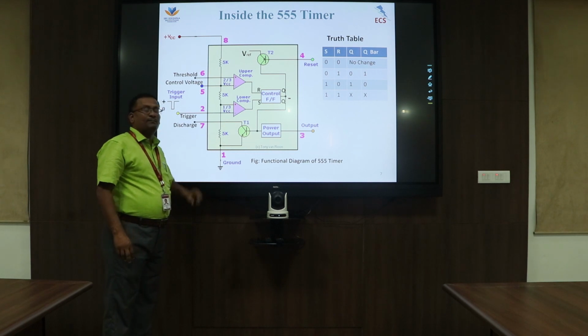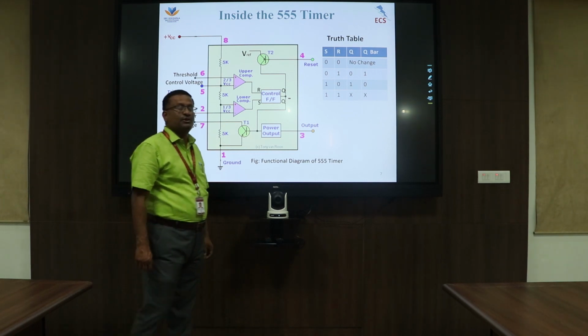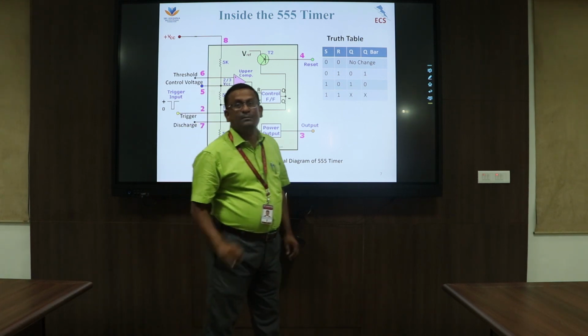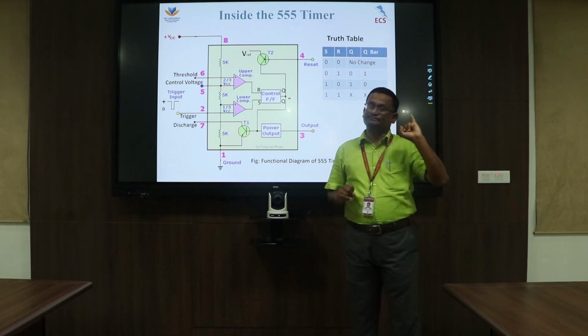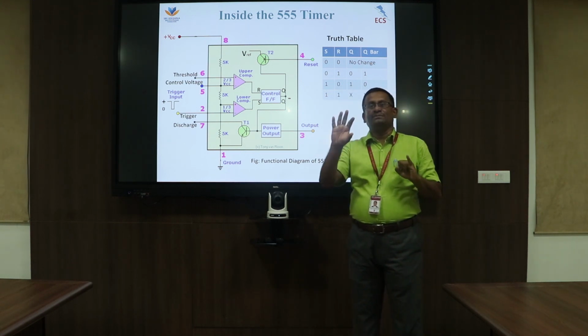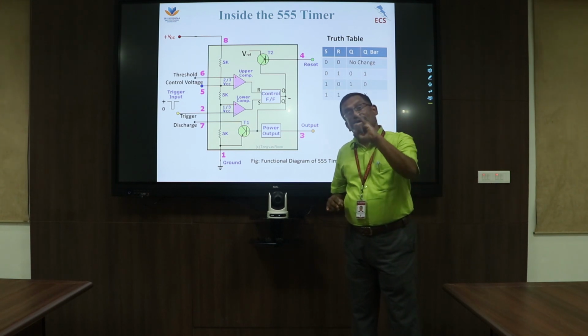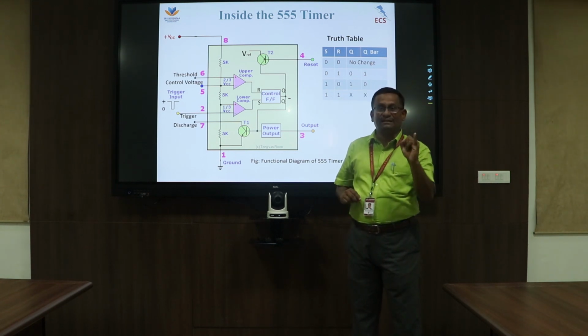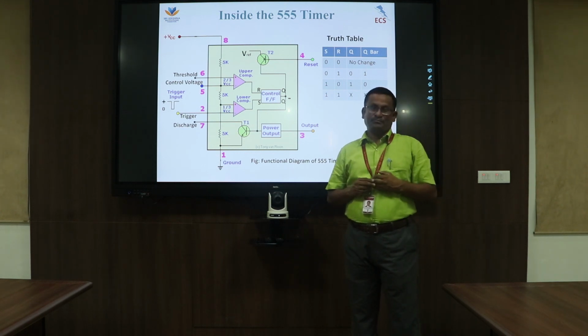If you look at the applications of the IC555 timer, there are three applications which are majorly used. The first application is the monostable. What is meant by mono? Mono is nothing but single. Monostable means it will be stable in one condition. So this is called a monostable multivibrator. Mono means single stable, so we can call it a one-shot multivibrator.